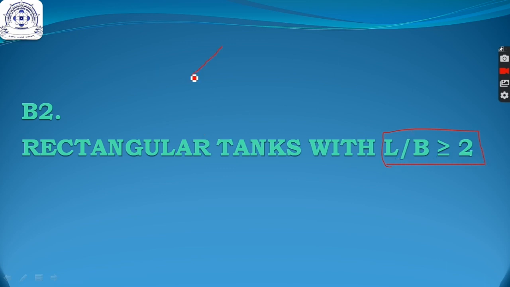So let me draw a diagram here. So this is a rectangular tank. So what does L by B greater than 2 mean? This means that the length of this tank is quite large as compared to its width. So what will happen in this case?